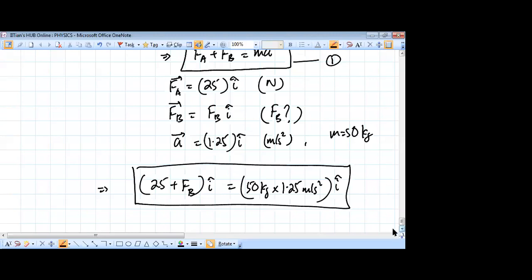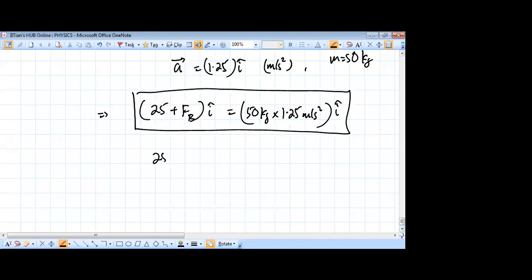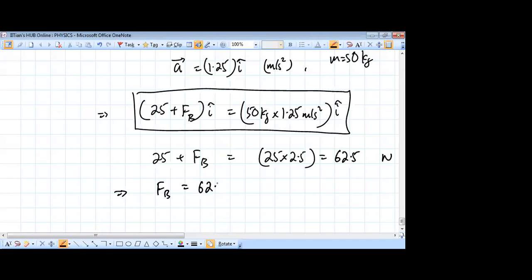And therefore, you can see that 25 plus Fb is equal to 50 into 1.25, which is 62.5 newtons. So we can see that the magnitude of this force is nothing but 62.5 minus 25, or 37.5 newtons. So this becomes the other answer.